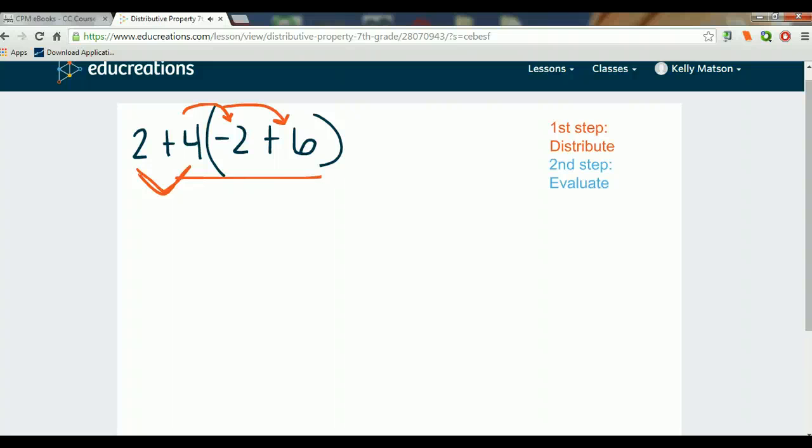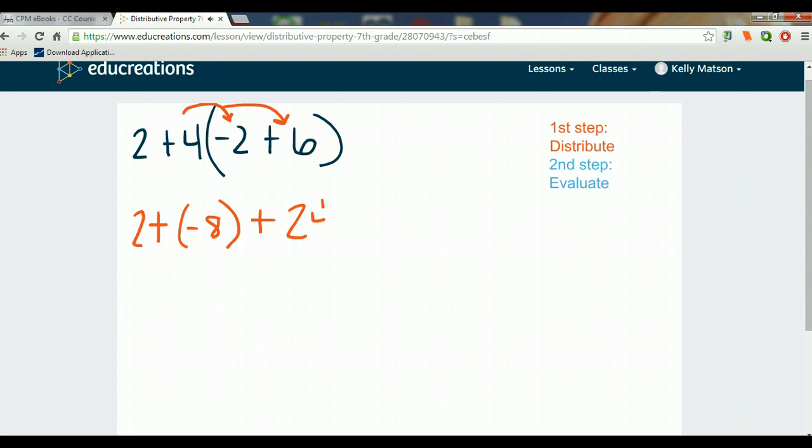So we're distributing the 4, and that's going to look like 2 plus a negative 8 plus 24. Now, if some of you are wondering how I got that, I distributed, that was that shortcut or that extra step, and that would be 4 times a negative 2 plus 4 times 6. That's basically what I did. I just didn't take that step, and that's what I would get. So this is where we're going to start from right here.